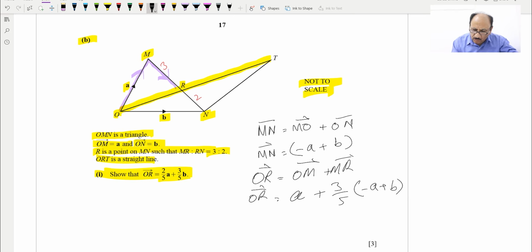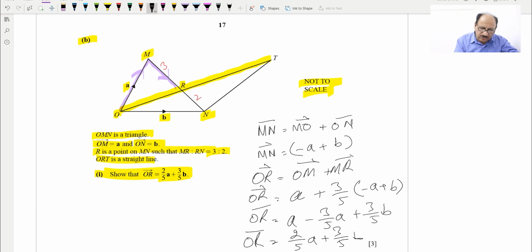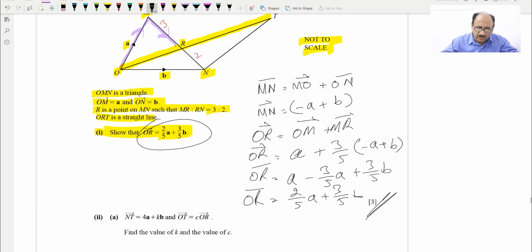We can simplify and we will get the OR value. So OR is equal to a, plus, when we open the bracket the sign will change, so minus 3/5 a and plus 3/5 b. So this will be 2/5 a plus 3/5 b, and this will be OR. This was what we needed to show, and this was for 3 marks, which we have done.